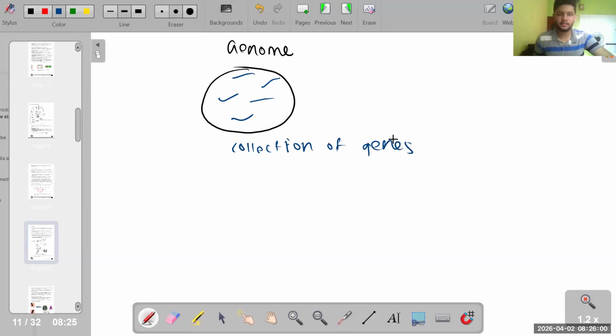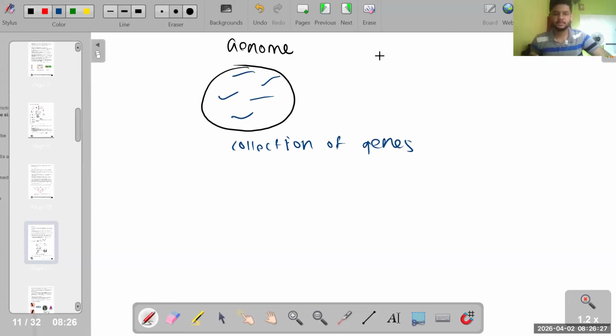Do you find any lagging here? I mean, when I'm writing, is there any lagging? Or do you find it as a flow? Is it lagging? It's not lagging for you. It seems lagging for me.